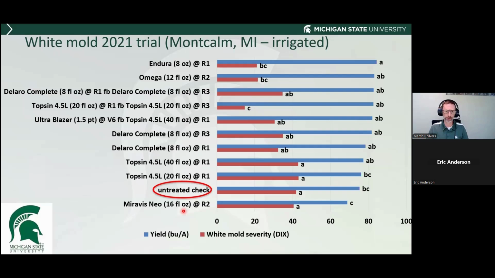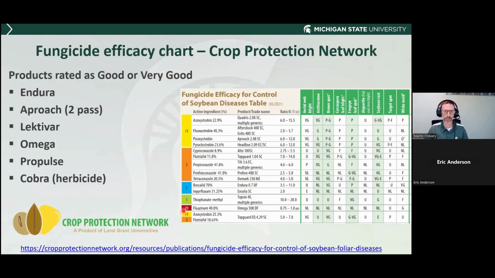And then timing is really important. We really have to control or protect the flowers. So from beginning of flowering, when we have one flower on 50% of the plants, through to the R3 growth stage where we still have flowers, but we're at the beginning of pod development, is that window we really need to target. Once we go beyond that, we really start losing efficacy very, very quickly.